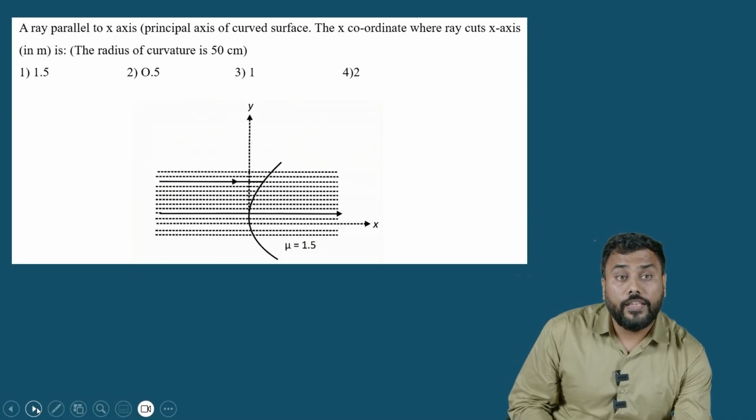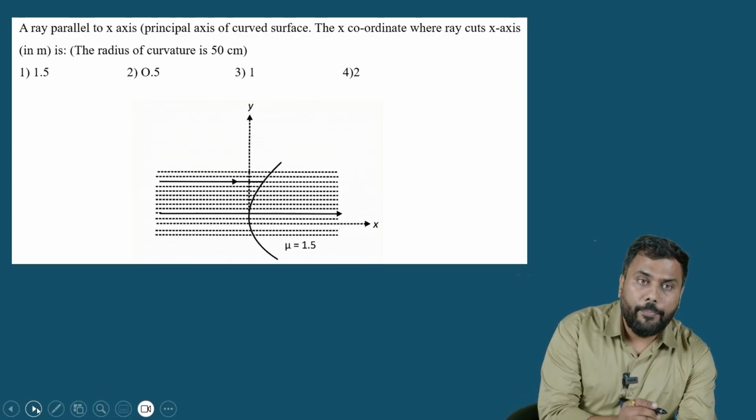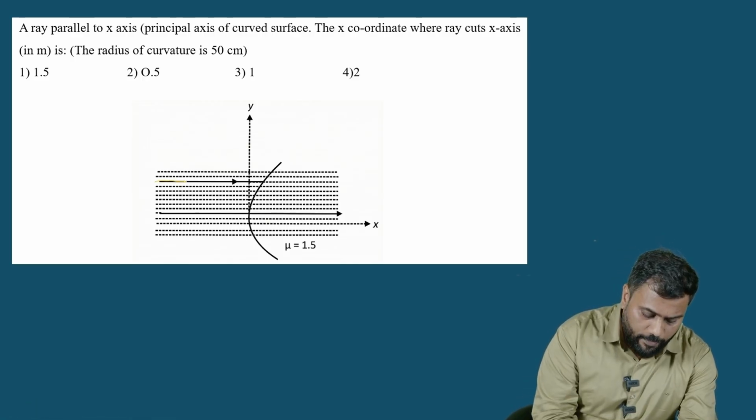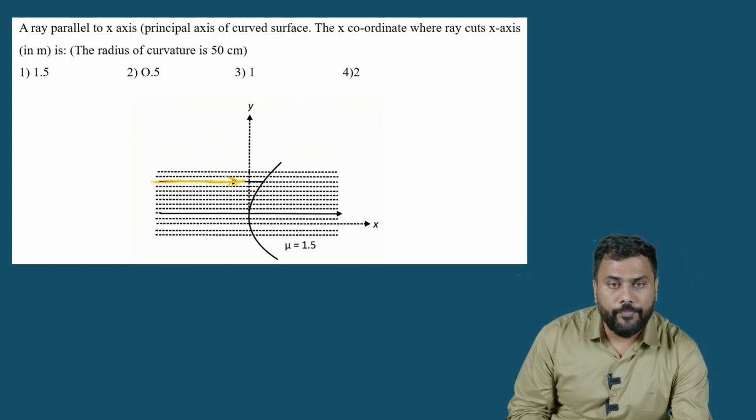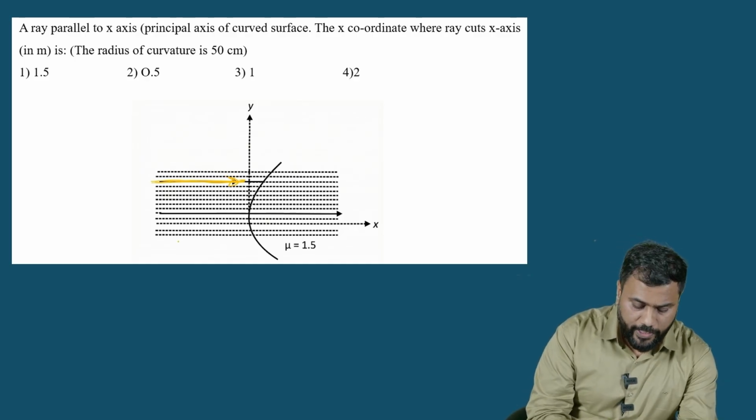In the next question, it's based on optics. It's a curved surface refraction question. A ray parallel to x-axis. If you see the diagram, there is a ray here which is parallel to x-axis. I hope you are able to look at it. This ray parallel to x-axis is falling on a curved surface which is separating two media.